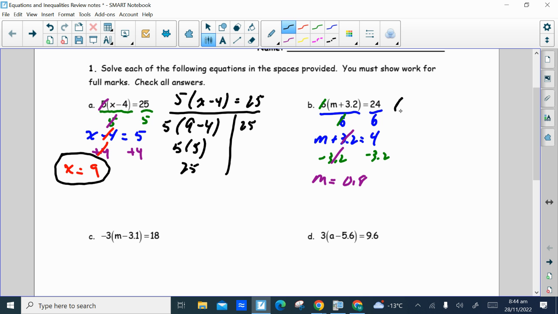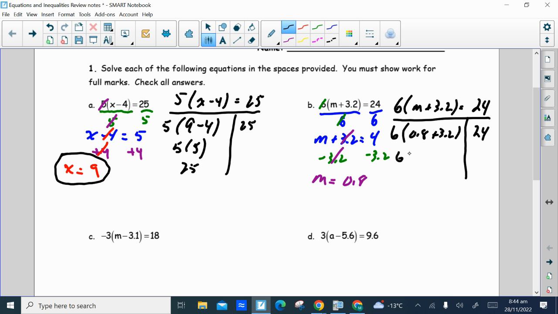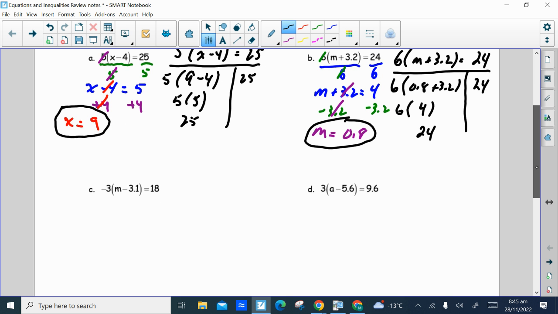And to make sure, we do our check. Make sure that the left and right side give us the same value. So on the right side, we have 24. On the left side, when we let m equals 0.8, working out inside the brackets first, 0.8 plus 3.2 is 4, and 6 times 4 is 24, so it checks. We've just shown that our solution is correct.